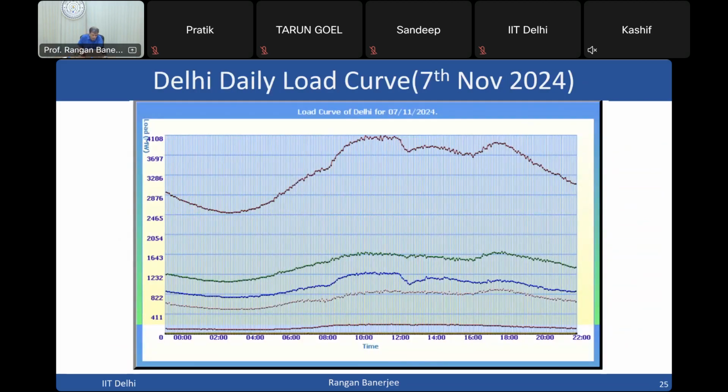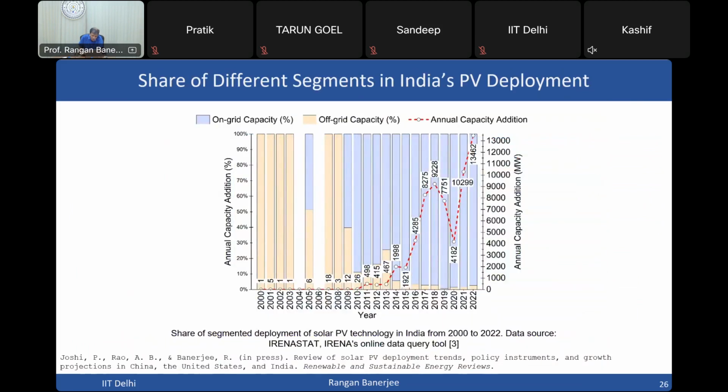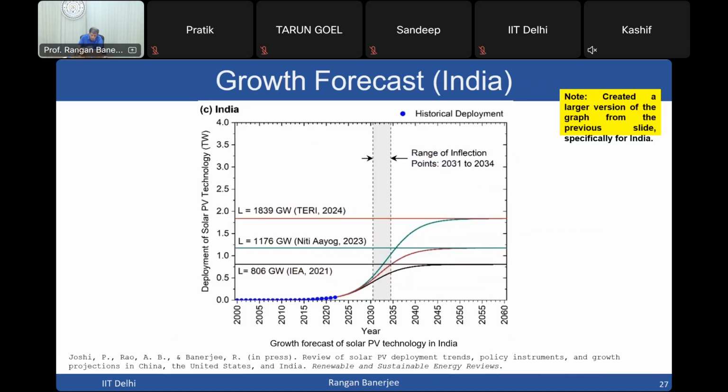So this is the kind of load curve which we have. And you can see the load curve is such that we have a significant requirement at different points in the evening as well as in the peak time. And so we have, as we grow, and this is from Pratik's work, we've looked at centralized and decentralized, and most of our growth in PV has been large centralized plants. And this is something which one needs to think about because of the ease of financing, but this has some implications going forward.